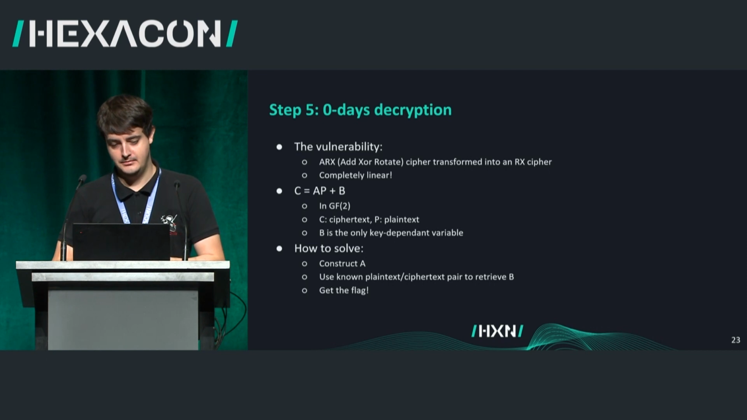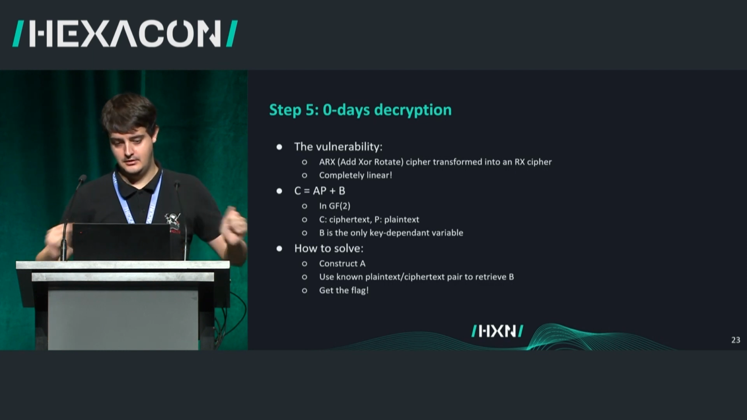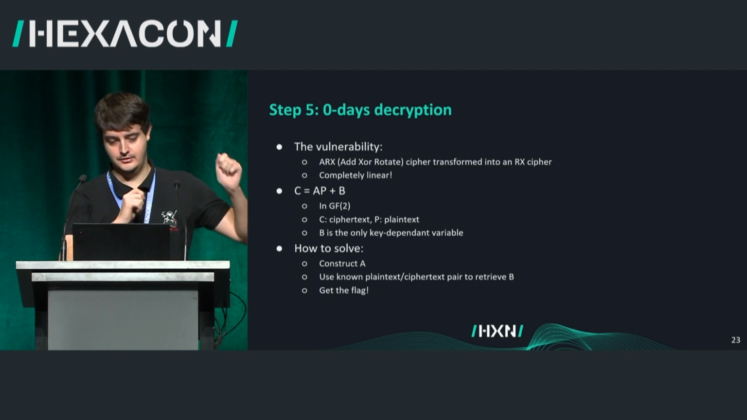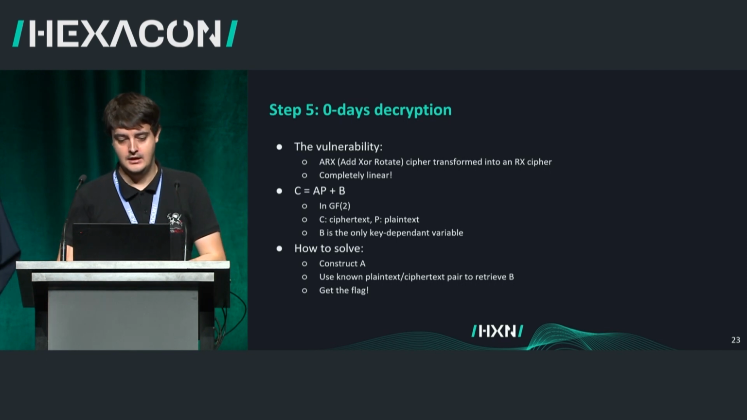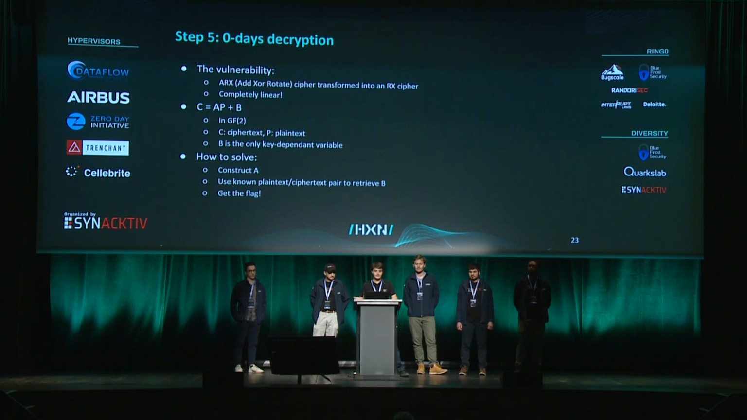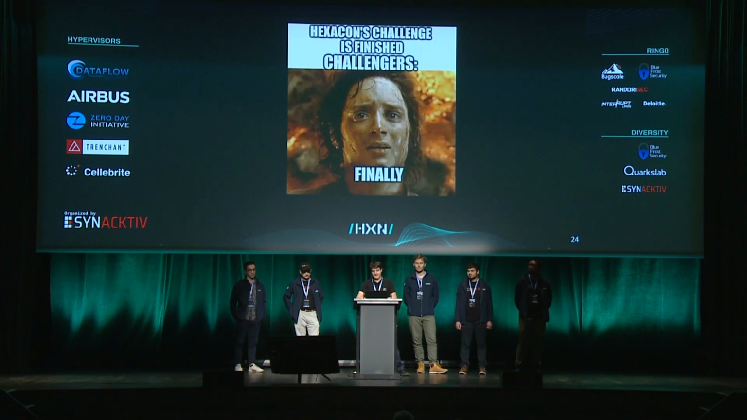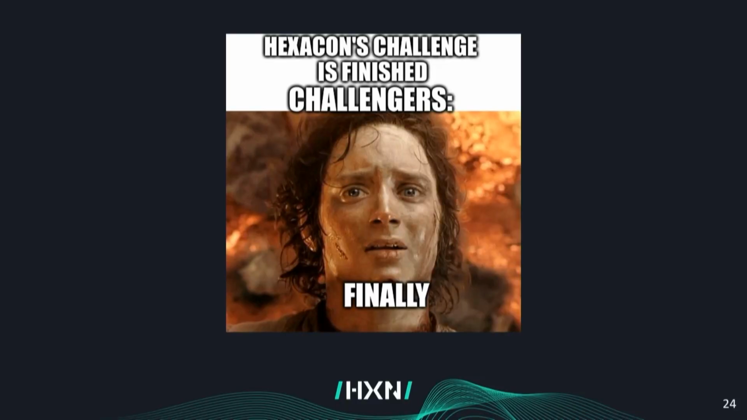One operation has been modified to make it fully linear. So the bug is that you can actually compute the key, because all the transformations are linear, so you can compute the key by solving the equation system. After you get the key, you can decrypt the flag, and ta-da, the Hexagon challenge is finished. You get the final flag finally.